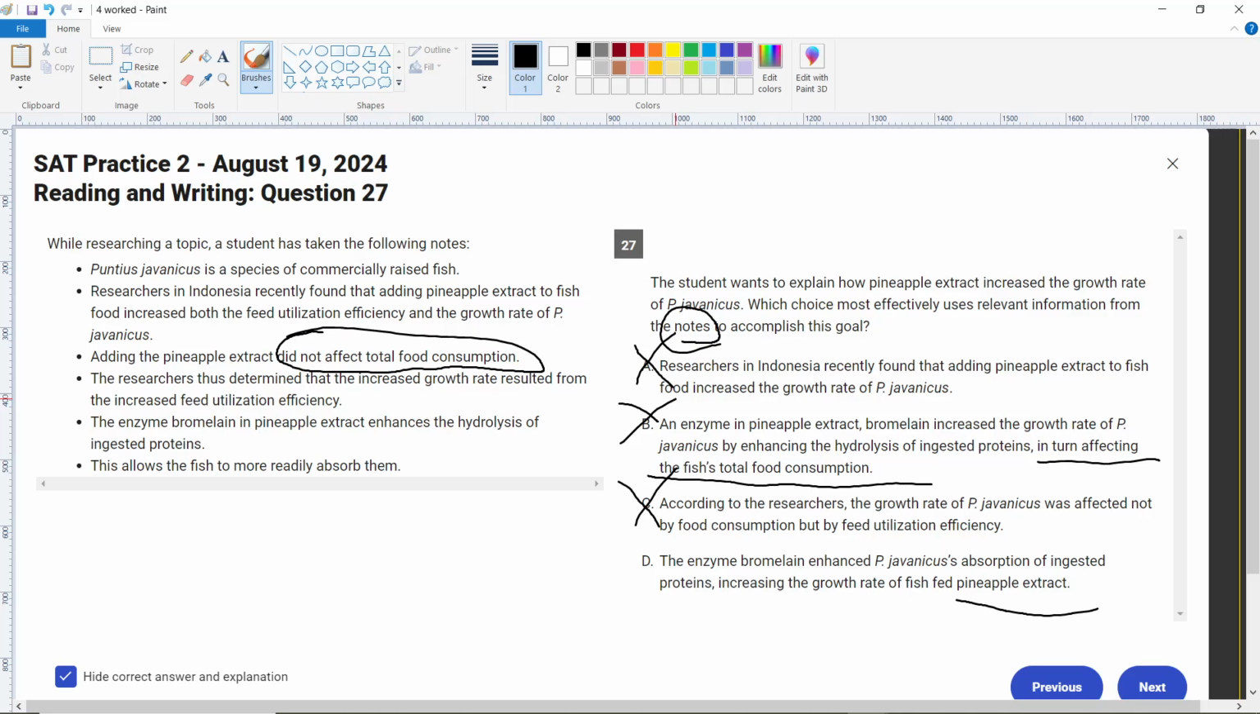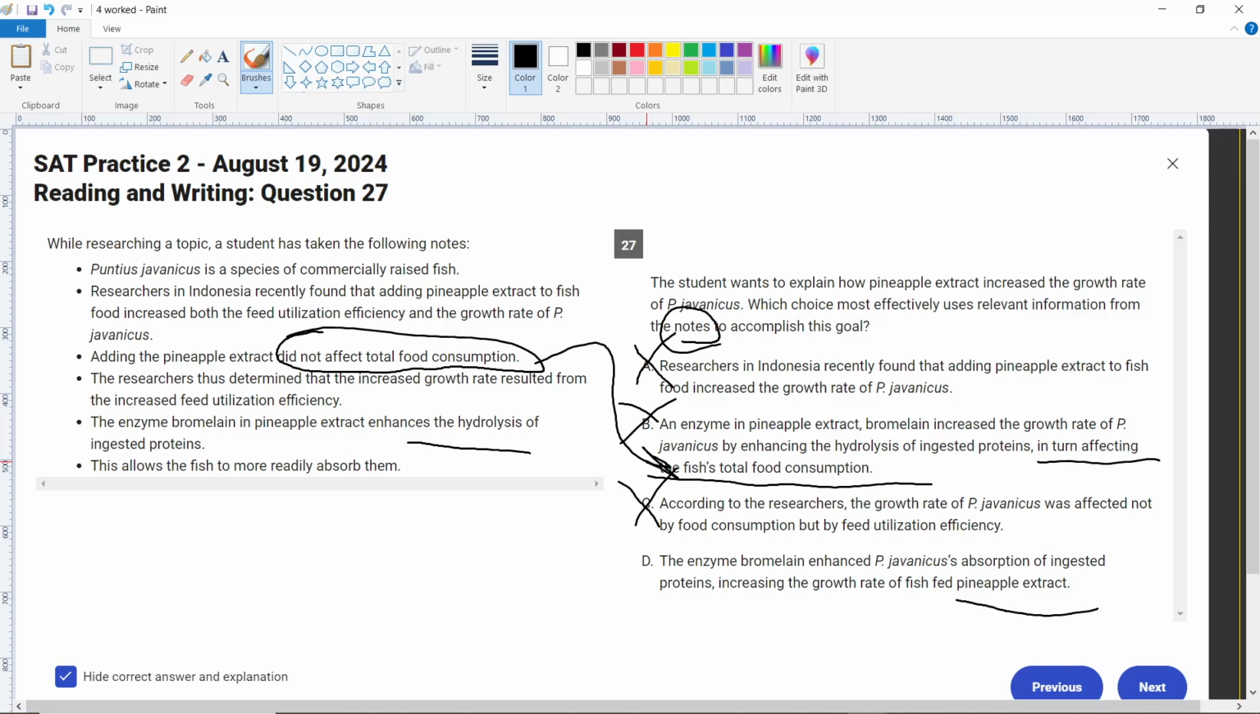B is half right, half wrong. Now let me make sure that first part, increased the growth rate by enhancing hydrolysis of ingested proteins, is right. It says right here, enhances the hydrolysis of ingested proteins. So yeah, the first part of B is definitely right. You don't have to look that up once you find the wrong part. I just wanted to complete the explanation. But this part, in turn affecting the fish's total food consumption, that's wrong. Right here, contradicts it. So B is out.